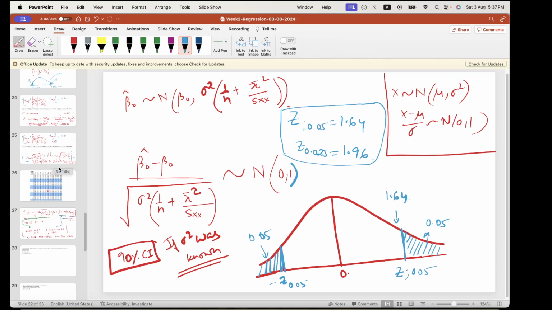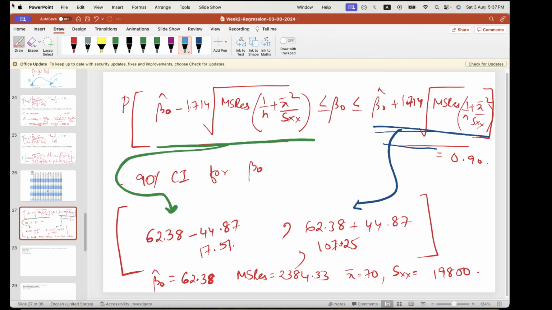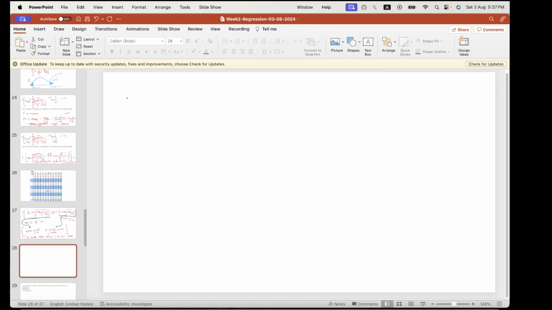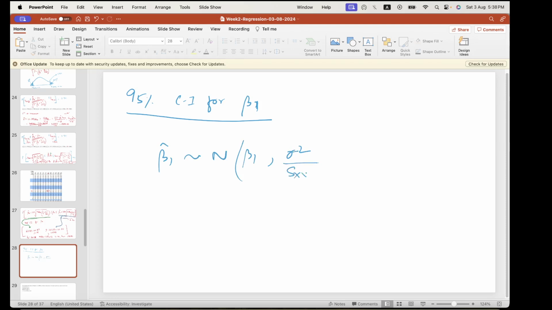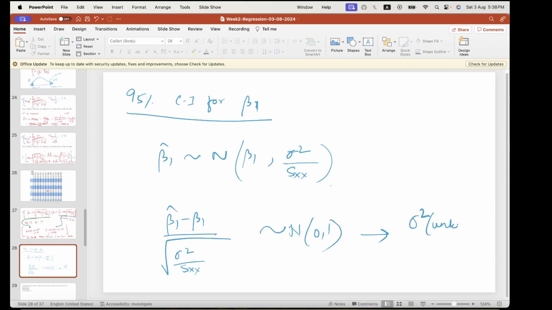Okay, similarly, if you are asked to find a 95% confidence interval for beta 1 from the same thing, how would I do it? Normally beta 1 hat follows normal beta 1, sigma square by sxx. So beta 1 hat minus beta 1 over root of sigma square by sxx would typically follow a normal 0, 1, but here again the catch is sigma square is unknown. So we have to estimate sigma square.